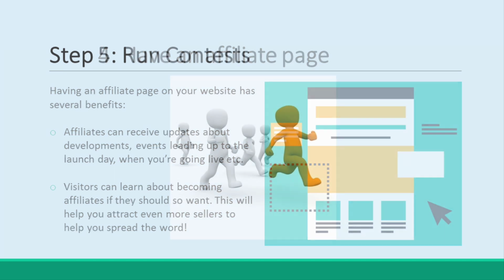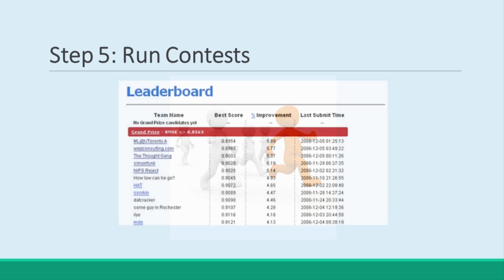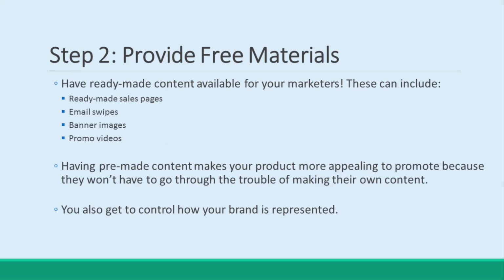Step 5. Run a contest. The most important tip of all when it comes to getting more people involved in your product launch is to run a contest. This means you'll be keeping track of which affiliates are selling the most, and maybe even making a leaderboard. Either way, you'll then reward the very top sellers with a prize, normally a cash prize, and this will act as a powerful incentive. They'll have a chance to earn directly from the sales and to earn more on top.